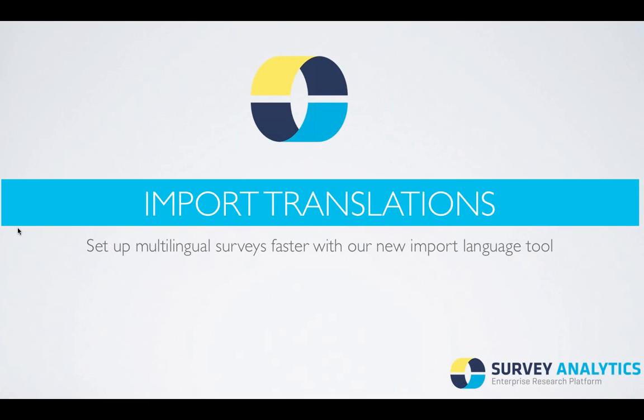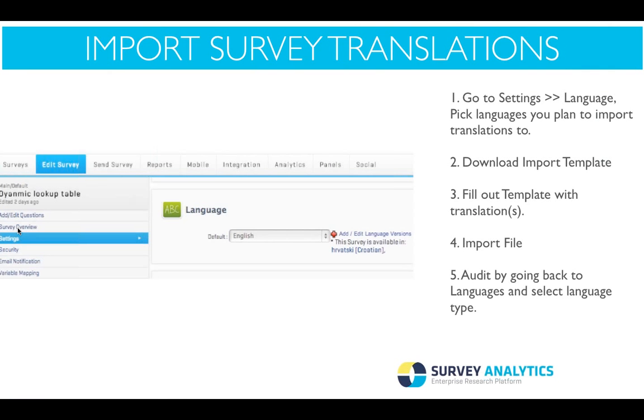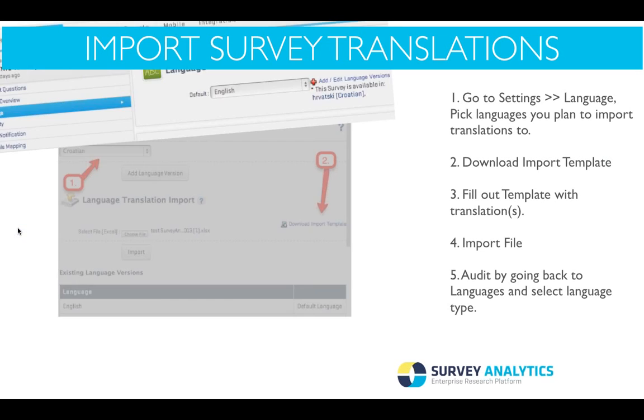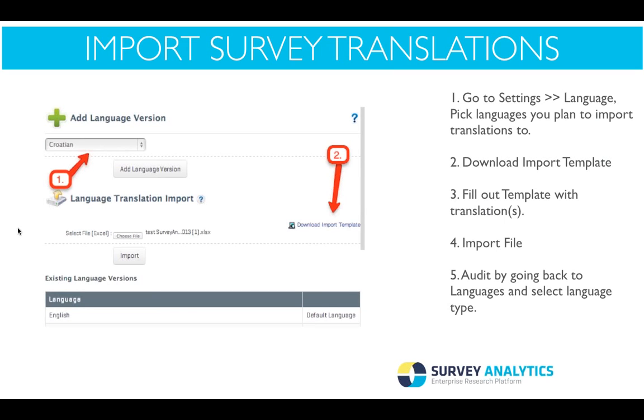Our next item that we've made some significant changes is in our translation tools. In the past, the way that we would require people to put in translations is to go into each question template and copy and paste the translations and answers. But instead of having to do that individually one by one, we created a tool that will allow you to import the questions and answers automatically from an Excel spreadsheet. So basically, setting up a multilingual survey would be faster by using this import language tool that we now have.